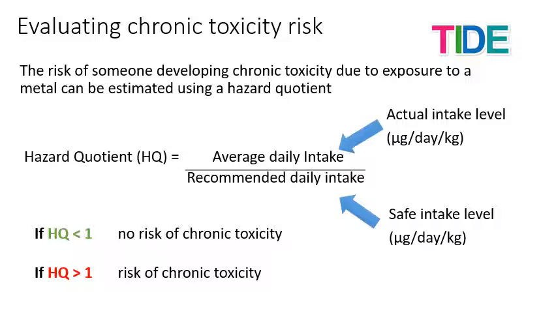If the hazard quotient is higher than 1, then it means that someone's metal intake every day is exceeding this level we consider to be safe, and that these people are at risk over a long time period of developing chronic toxicity problems. If the hazard quotient is less than 1, then it means that this metal intake is below what we think is the safe level, and there's minimal risk of these people developing chronic toxicity problems.